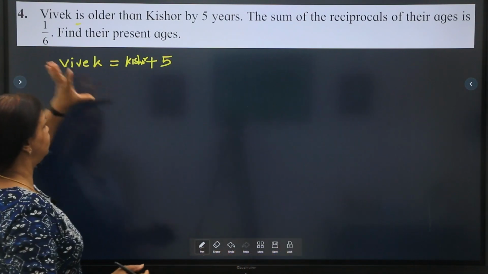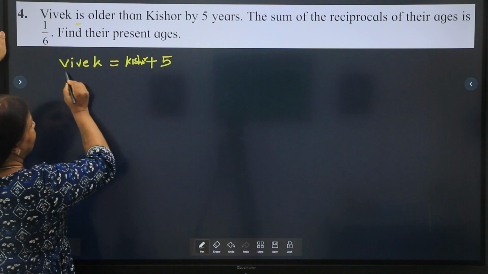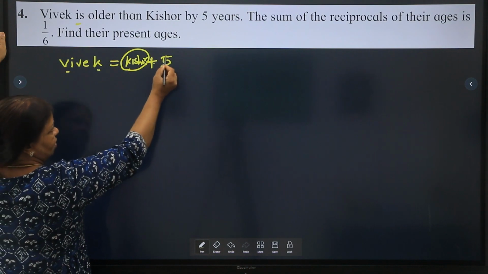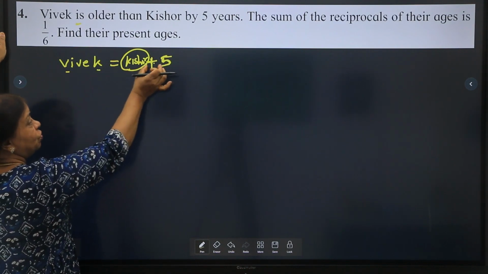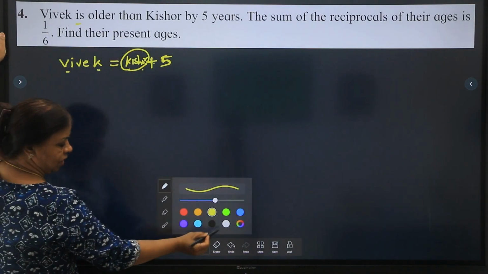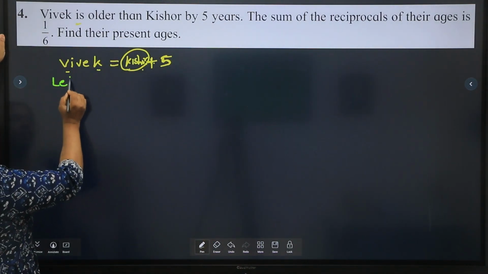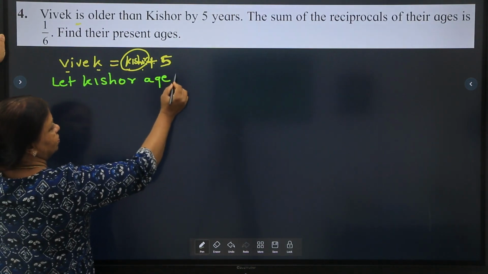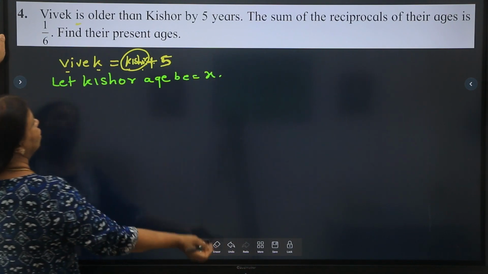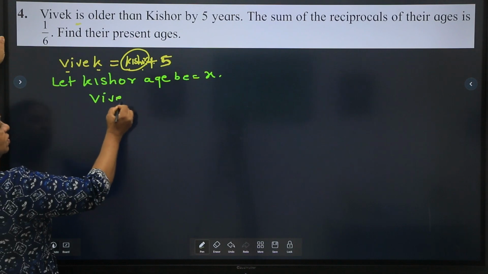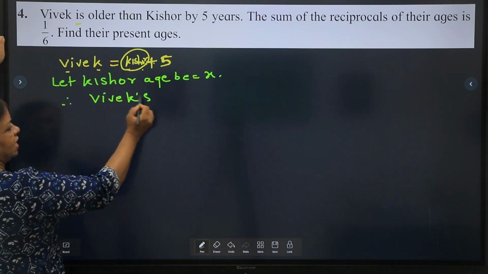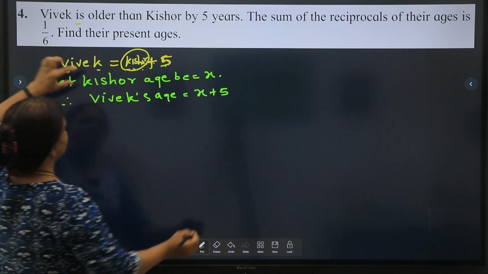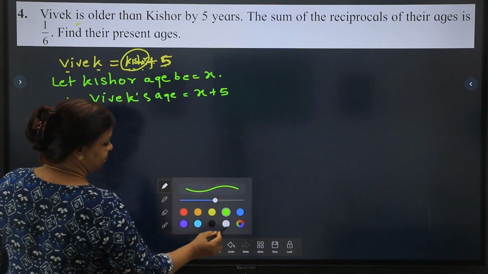Once we write one condition, we should assume. I said in the previous question also, Vivek you are not going to assume, you are going to assume Kishore, because Kishore is with some number. When I wrote the condition, I got Kishore with something, therefore I will assume Kishore, okay. So, what I will write? Let Kishore's age be x. Okay. So, what will be Vivek's age? Therefore, Vivek's age will be x plus 5. So, we got Kishore's age as well as Vivek's age.